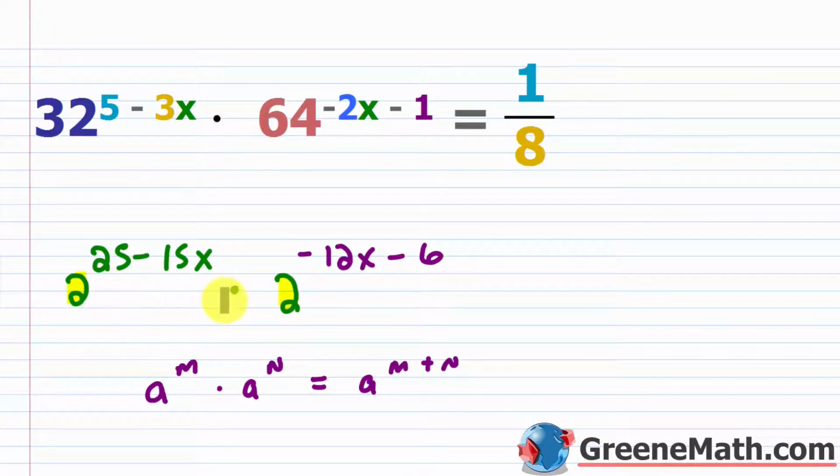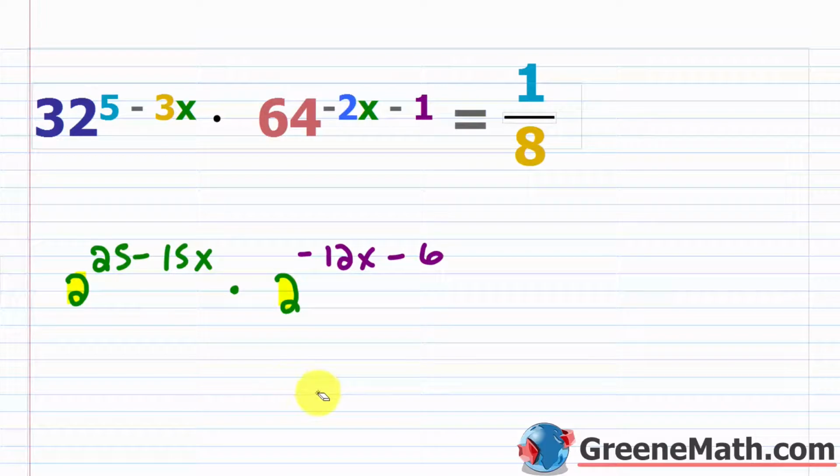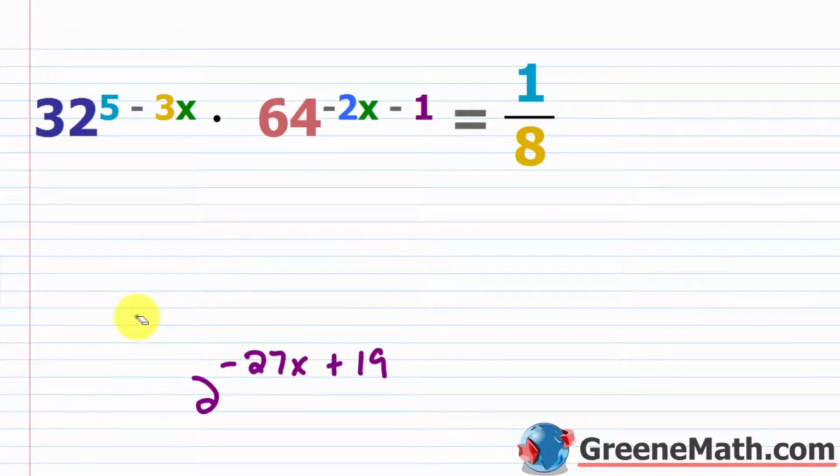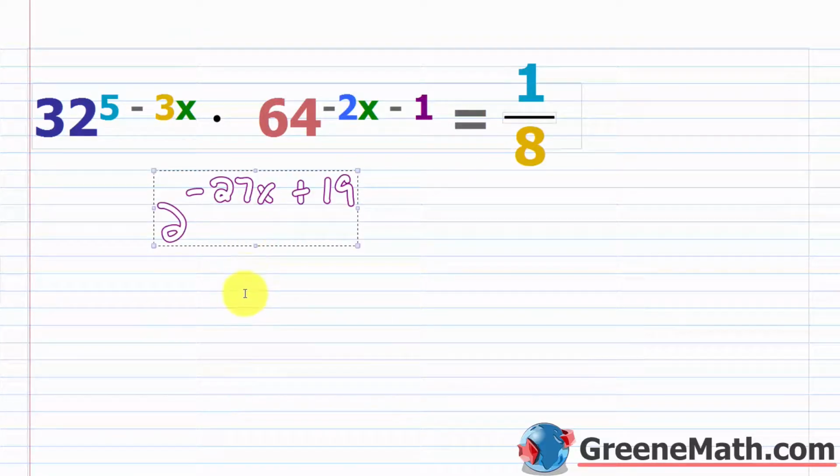I'm multiplying. So all I'm going to do is say that this is 2 raised to the power of, and I'm going to add these exponents together. So let me write this as plus negative 15x, and negative 15x minus 12x is negative 27x, and then I'm going to do 25 minus 6, which is 19, okay? So that takes care of that, and you can even erase this at this point. So this is the left side, as simple as we can make it.